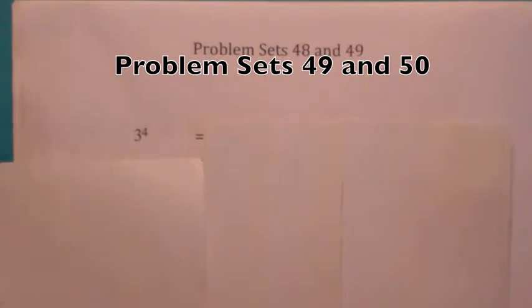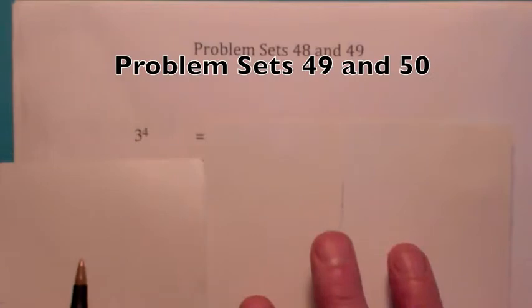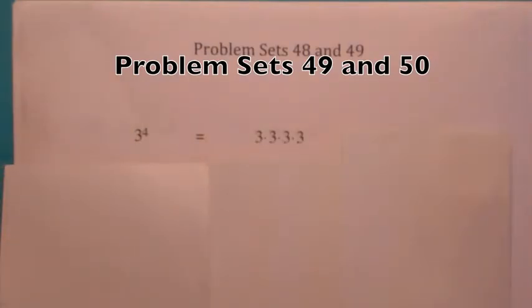Okay, welcome to chapter 5, and we're going to be talking about exponents in this chapter. If you have something like 3 to the 4th power, 3 is called the base, 4 is called the exponent, and the exponent tells you how many times the base is multiplying itself. So 3 to the 4th power just means 3 times 3 times 3 times 3, which could be written as 81 if you multiply it out.